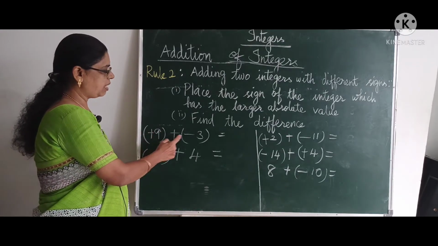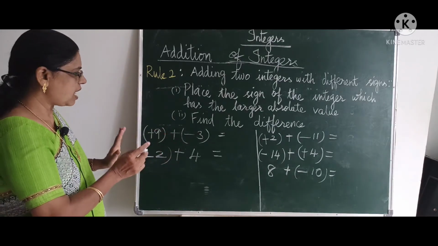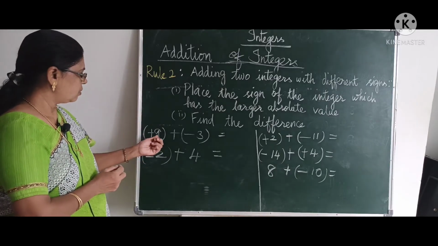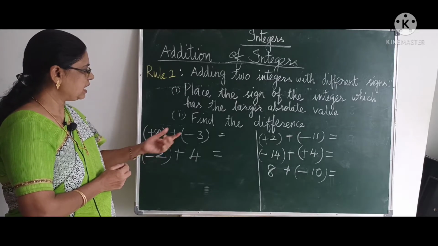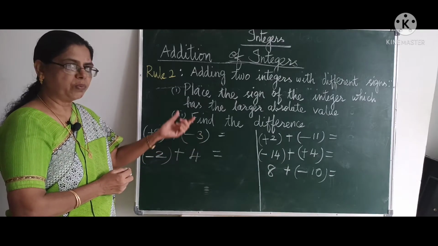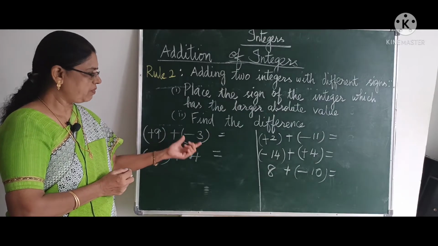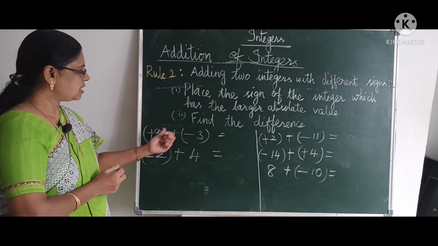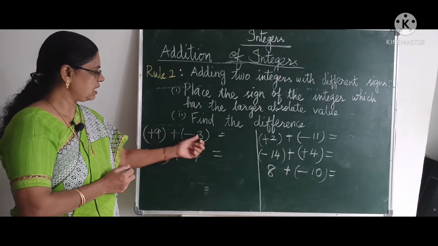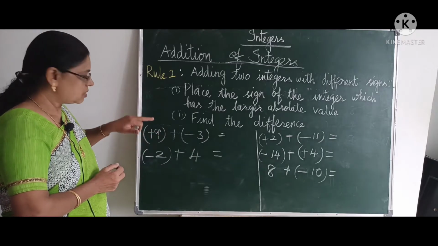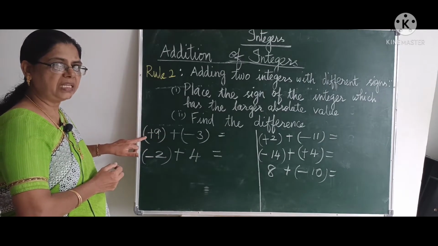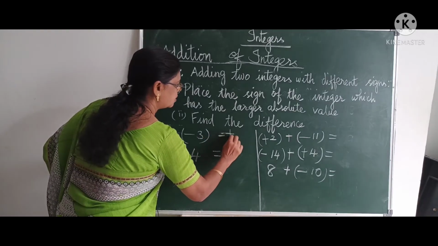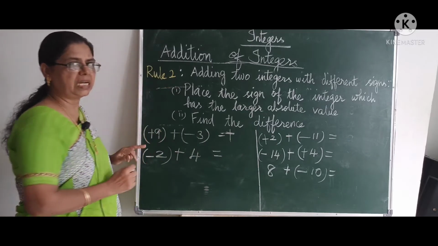Plus 9 plus minus 3. Now you take the integers with its numerical value. So the numerical value of plus 9 is 9, and when we find out the absolute value, we get the numerical value. So the numerical value is 3. So which is greater between 9 and 3? 9 is greater. So number 9 has which sign in the sum? It has plus sign. So put plus. Put the sign of the greater number.